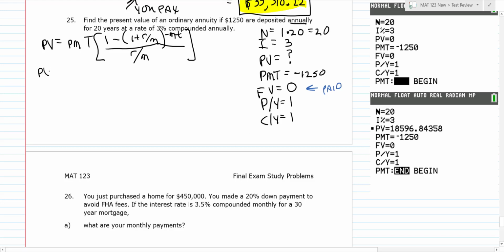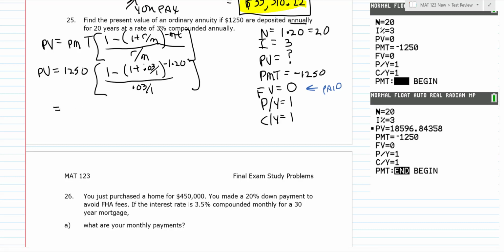If you wanted to use the formula, you would go like this. You would put in $12.50, and then 1 minus the interest is 0.03, compounded annually. Oops, I got that in wrong. So go like this. Your formula would go 1 minus parentheses, 1 plus 0.03 over 1 to the negative 1 times 20 years, all over 0.03 divided by 1. And you should get the same answer on that.